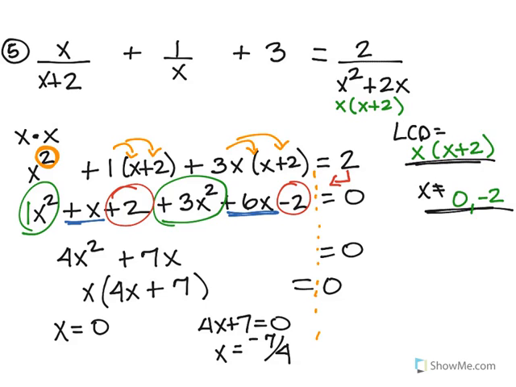Negative 7/4. Very good. Because me taking off that x and knowing that it can't equal 0 just self-eliminates it. It can't be my answer anyways. Does that make sense? But again, I wouldn't say this is a no solution because my answer is actually negative 7/4. Does everybody see that? Questions? Still good?